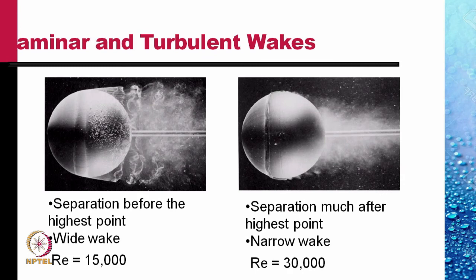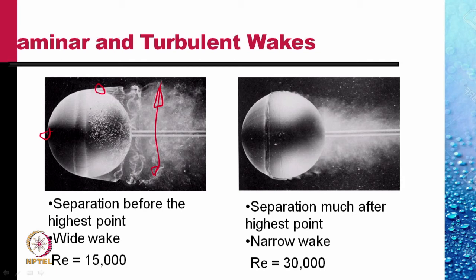We have this picture here in which we have a sphere rather than a cylinder, like a ball. The smoke is injected at the leading point of this at about here, and the flow is taking place from left to right. And for a Reynolds number of 15,000, we see that the flow separates at about this point, slightly before the highest point. This results in a wide wake where the smoke is being distributed. This large-scale disturbance results in large drag on the sphere.